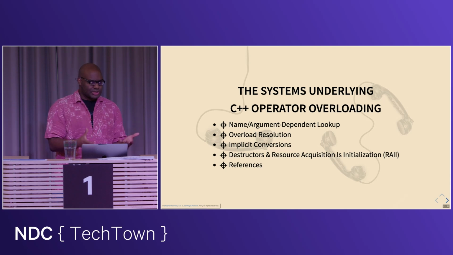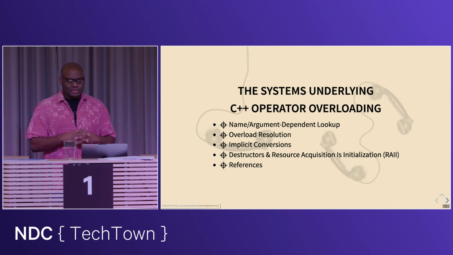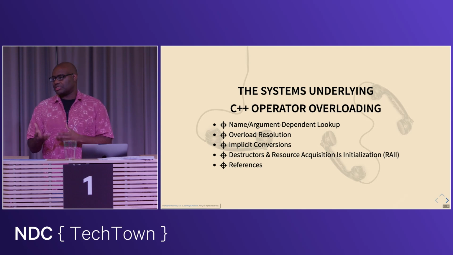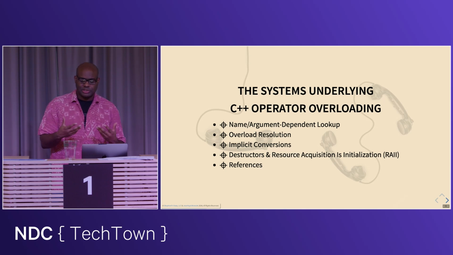So that's where the implicit conversions, constructors, things like that come from. Then there's destructors, and resource acquisition is initialization. That's such a mouthful of an acronym, but RAII, right? So the thing that provides safety and resource safety in C++, your general purpose undo mechanism in C++, right?